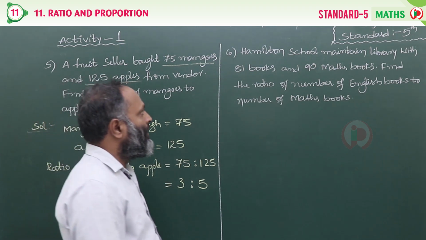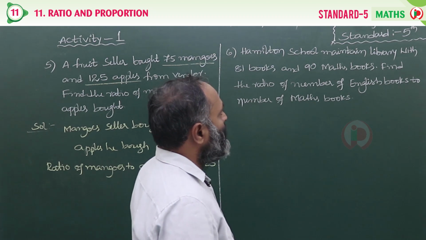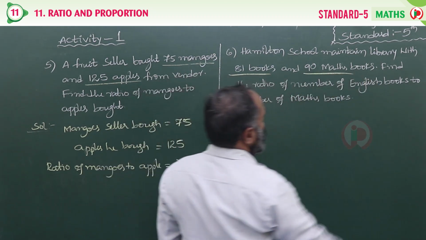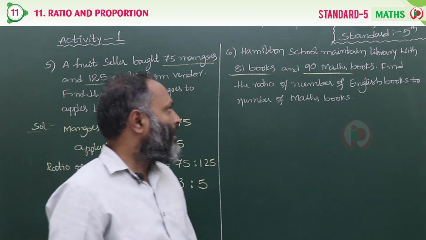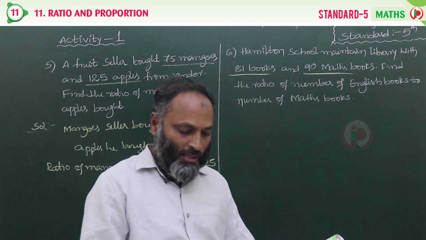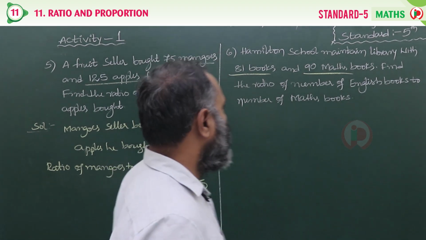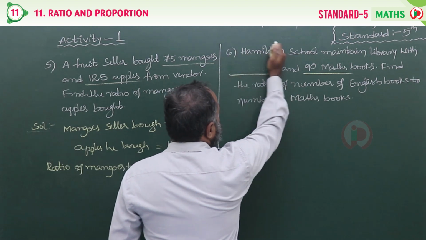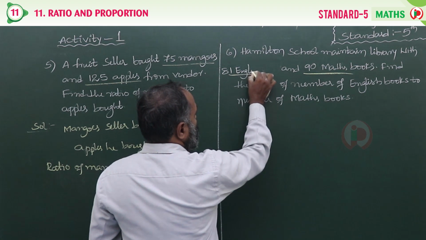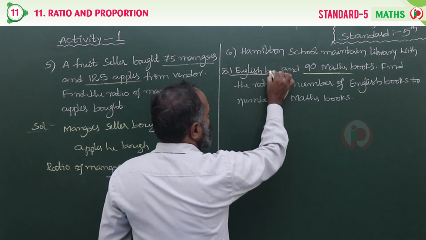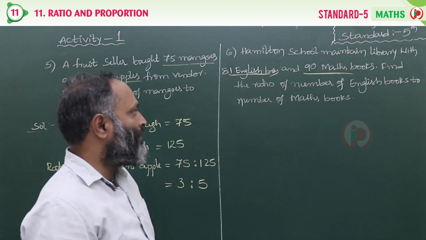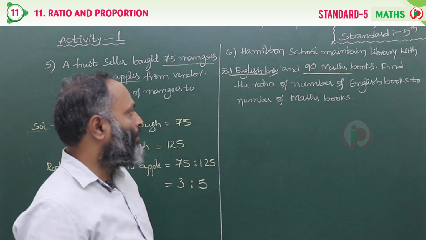Okay, the next question: Hamilton School maintained a library with 81 English books and 90 maths books. In your textbook, once you see 81, it is 81 English books given, and 90 maths books. Find the ratio of the number of English books to maths books.